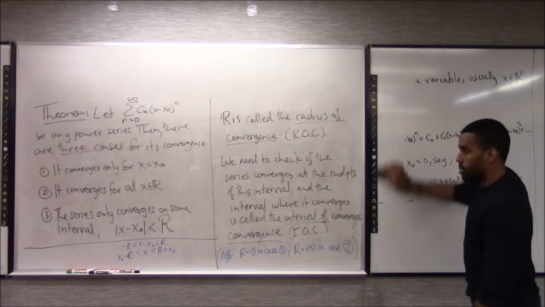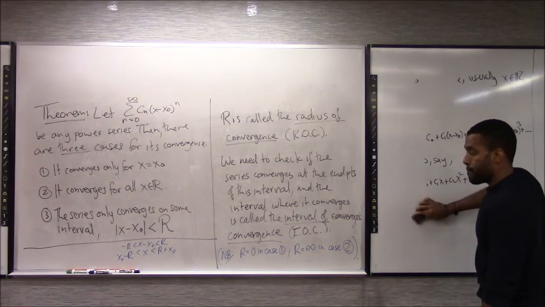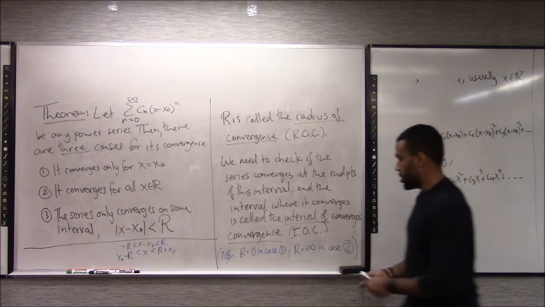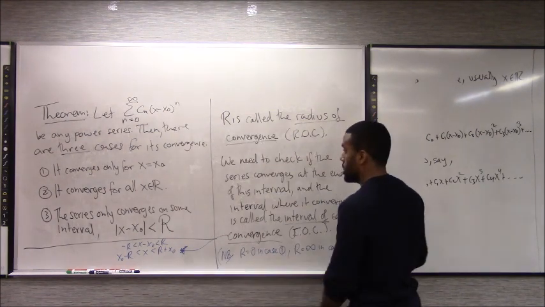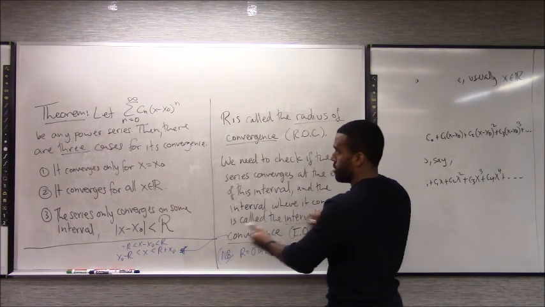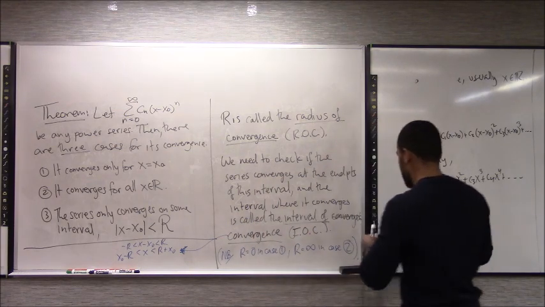Emily, you have a question? It's just making sure the IOC is referring to the second. Yeah, the interval of convergence. We're going to actually do an example. So it's actually talking about the window. Yeah. And the radius of convergence is the length of half the window. Yeah.